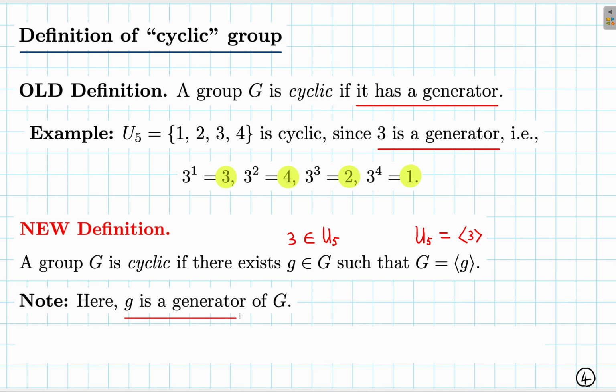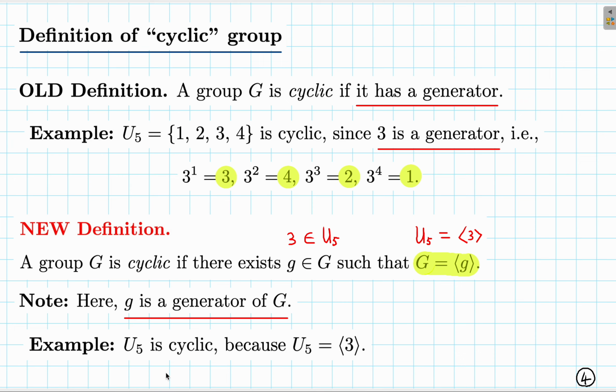And so it does boil down to the existence of a generator. So conceptually, this is no different from our old definition of a cyclic group. Now we're just using this new notation of bracket g. And so, as our example, we say that U5 is cyclic because U5 is equal to bracket 3, where 3 is the generator of U5.